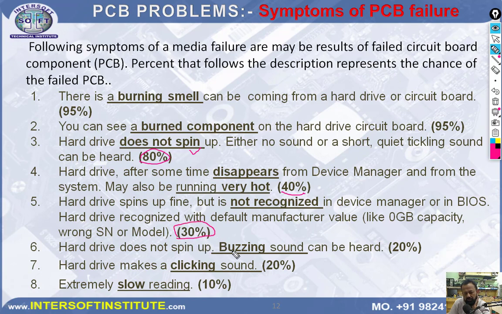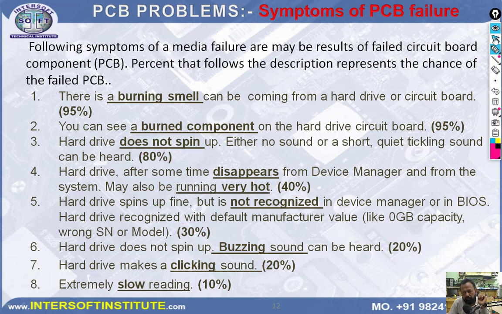Hard disk does not spin up, buzzing sound, maybe 20% PCB related problem, 80% maybe hardware problem. Hard disk clicking sometimes may be due to the PCB not giving the proper voltage, or it may be head damage. Very slow reading is sometimes due to the PCB. The PCB has some portions in the recovery. You can identify the problem like this.